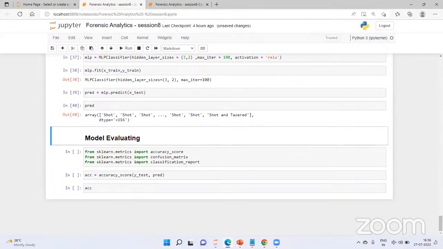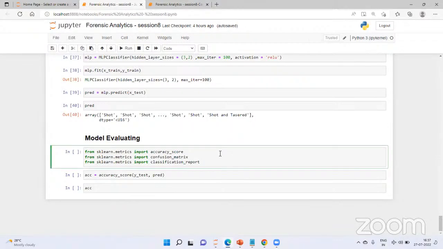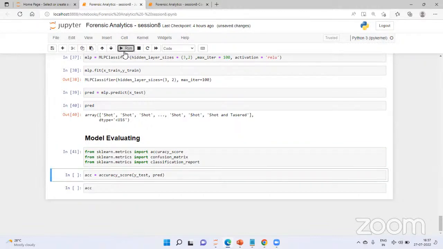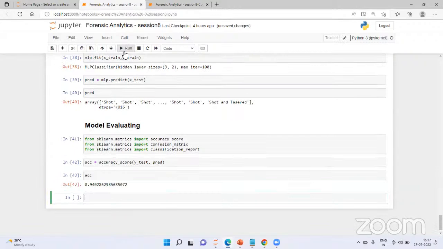Next, I'm evaluating the model. For that, I need to import from sklearn.metrics accuracy score, confusion matrix and classification report. So what is the accuracy of the prediction? I'm getting 94%. So okay, our model is good.